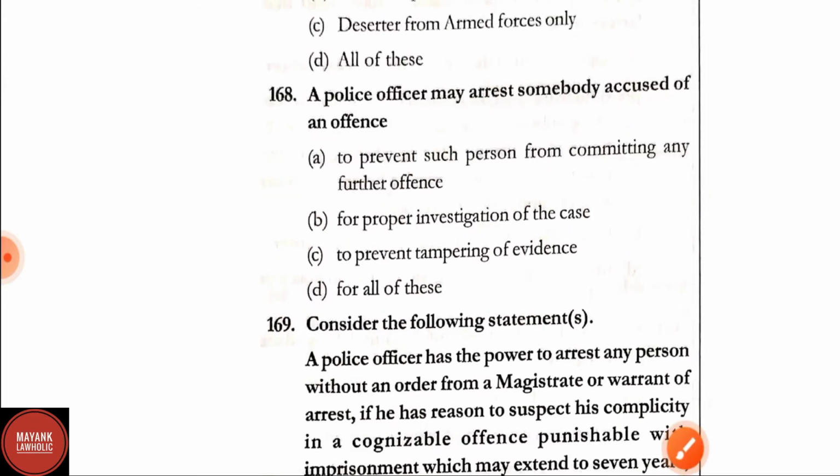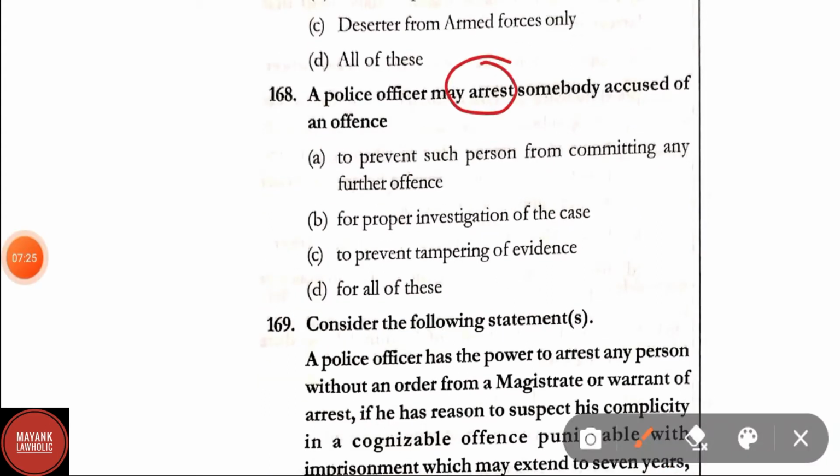Question number 168. A police officer may arrest somebody accused of an offence. Option A, to prevent such person from committing any further offence. Option B, for proper investigation of the case. Option C, to prevent tampering of evidence. And option D, for all of these. The correct answer is option D, that is for all of these.